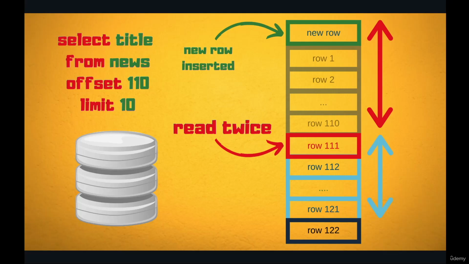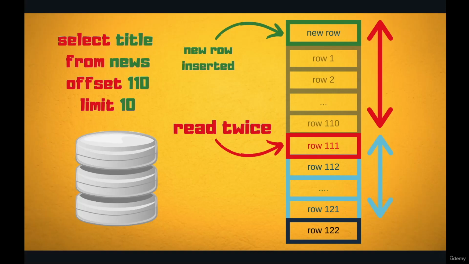Another problem with offset is you might accidentally read duplicate records. Consider this. The user has now requested page 11, which is now offset 110. And meanwhile, someone inserted a new record in your table. So now offsetting 110 rows will accidentally push your existing row that you have read before into your result set. Accidentally, all of a sudden you just read a row that you have read before, which is row 11 in this case.